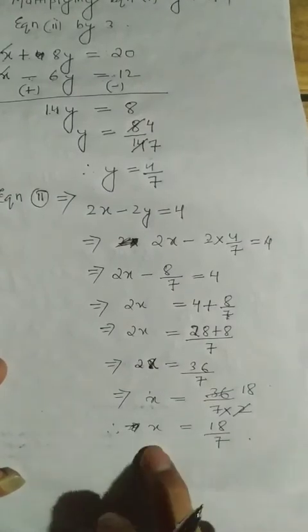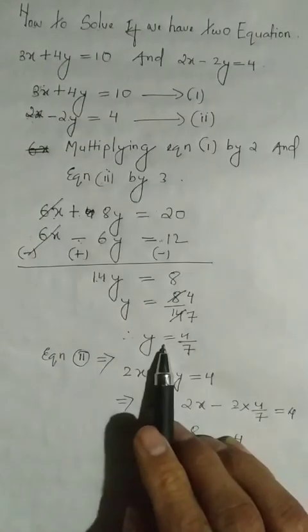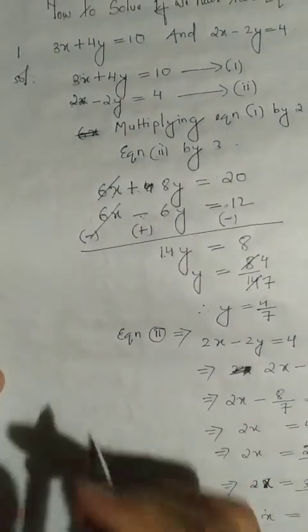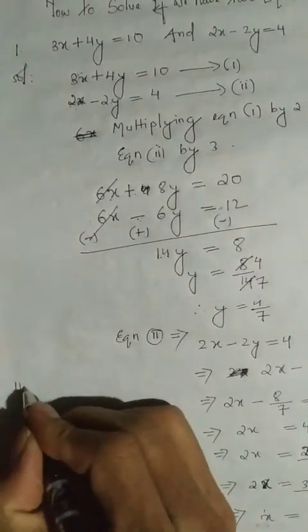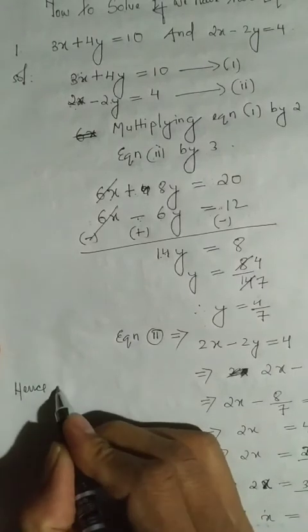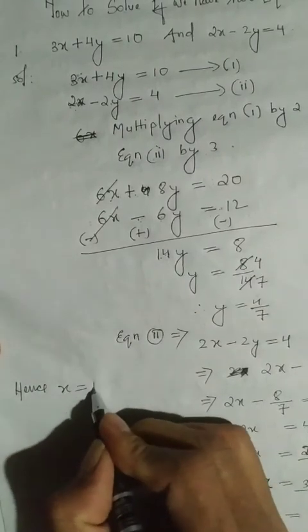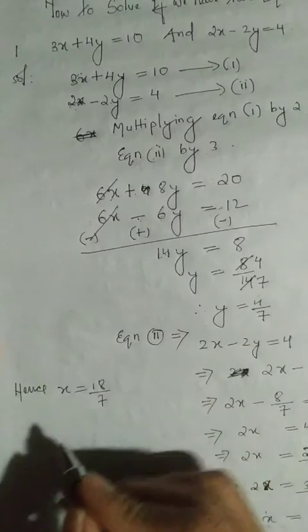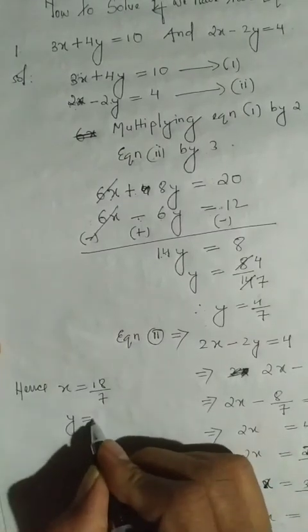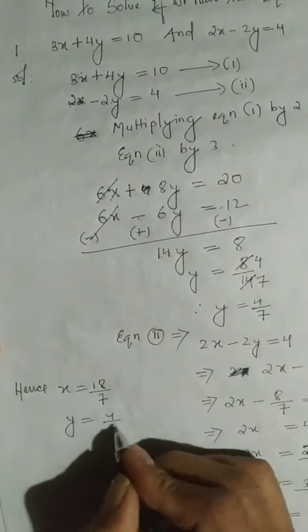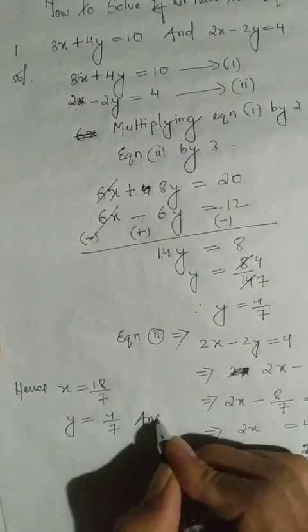So this is the value of x, and this is the value of y, what we were supposed to find. So we can conclude like this. Hence x is equal to 18 by 7 and y is equal to 4 by 7. This is my final result.